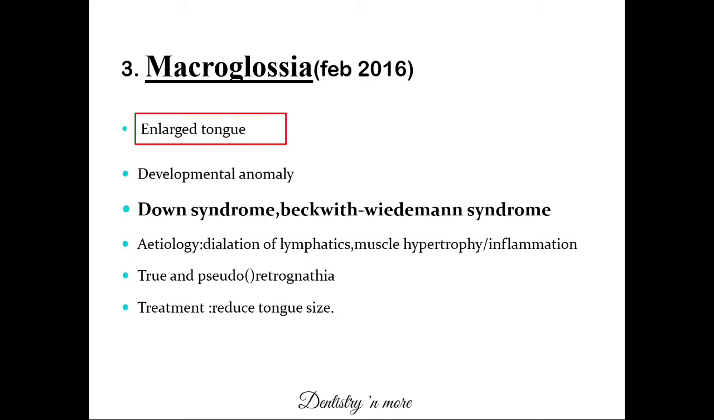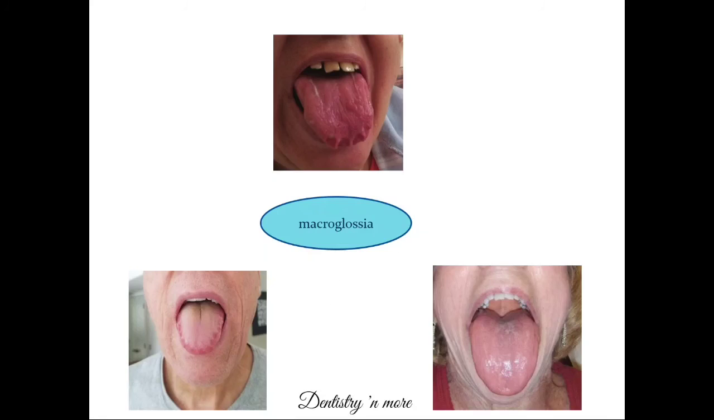The next question to be asked is macroglossia. As the name suggests, macro means an enlarged tongue. It is considered a developmental anomaly associated with certain syndromes such as Down syndrome and Beckwith-Wiedemann syndrome. The etiology can be dilation of the lymphatics, or muscular hypertrophy or inflammation of the muscular region. It is found to be associated with true or pseudo retrognathia, and the treatment is nothing other than reducing the tongue size by a partial glossectomy.